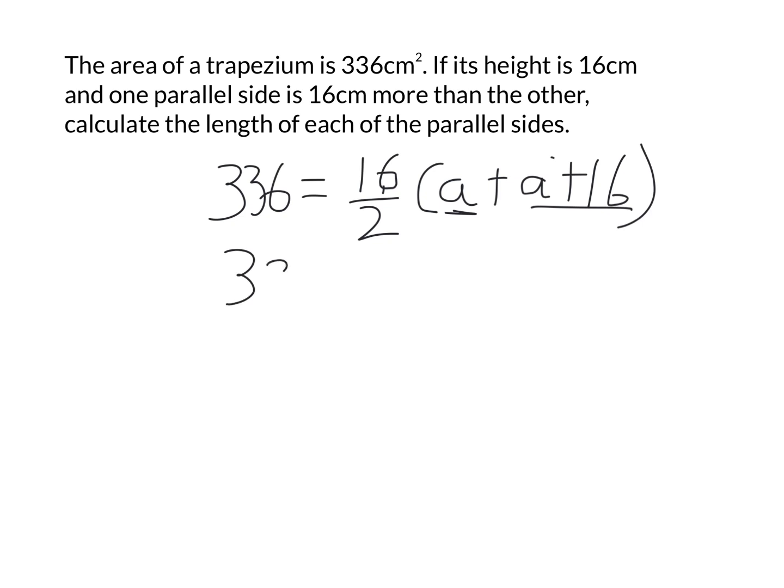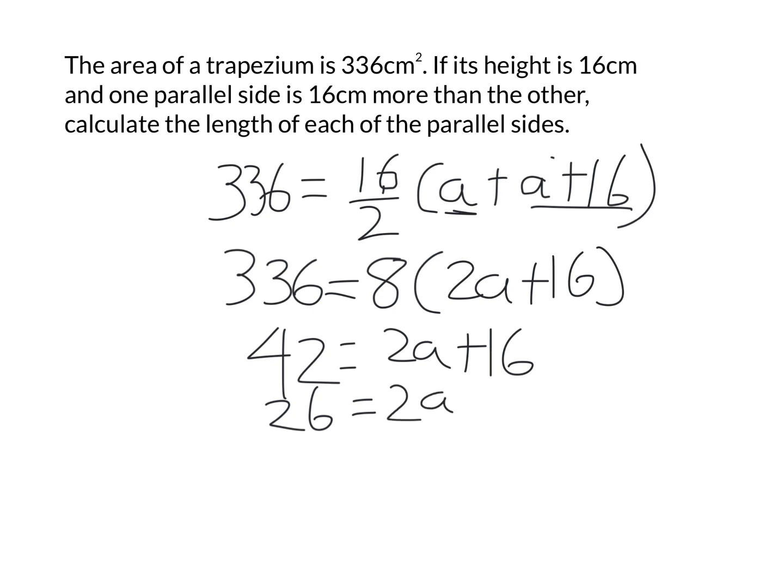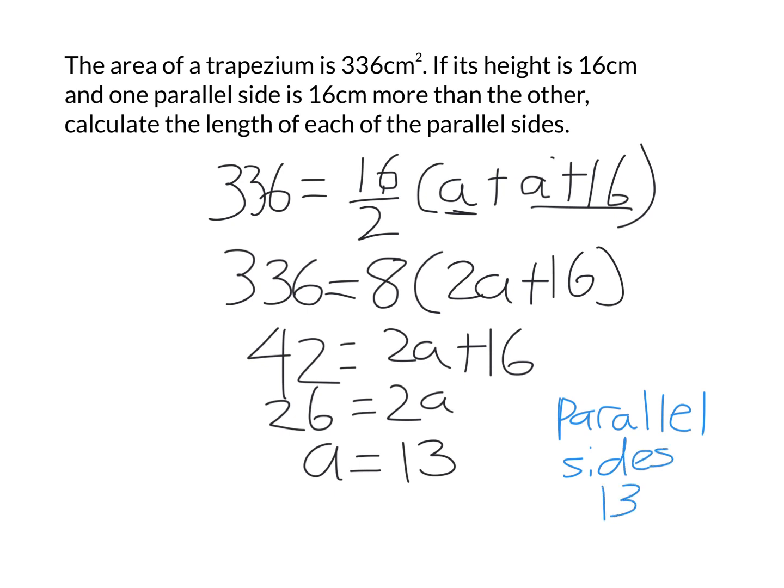So here we have 336, 16 over 2 is 8. So a plus a plus 16, we can just write that as 2a plus 16. And I know you know how to solve this one, so first thing we can do is divide each side by 8. Then we subtract 16 from both sides, and then we divide by 2. We get a equals 13. So what that means is the parallel sides are going to be one is 13 and the other is 13 plus 16, which is 29.